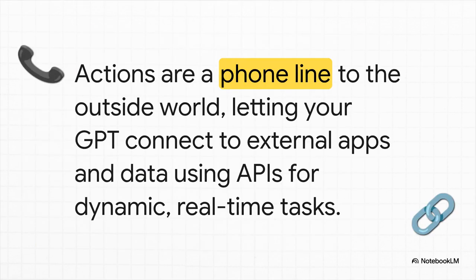Which brings us to actions. So, if knowledge is your GPT's private library, think of actions as its phone line to the rest of the world. By connecting to APIs, your GPT can do things like fetch real-time data from other services, create a calendar event for you, or even check your company's database. This is how you make your GPT truly dynamic.